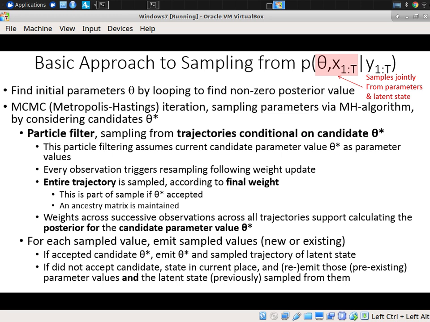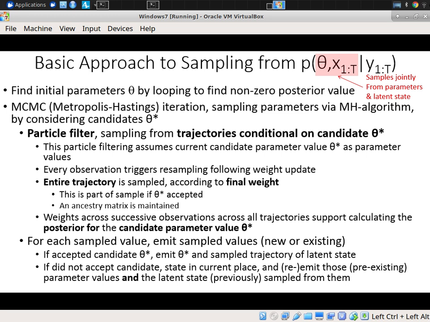Remember this? This was our standard particle filtering, nothing different. The one thing is that in running the model, we'll be assuming parameters hold the value as given by theta star, this candidate. So it's kind of like we say, yes, ma'am, we will run this particle filtering assuming these parameter values you've given to me as theta star, and we run it forward, right? And it's just the standard stuff.